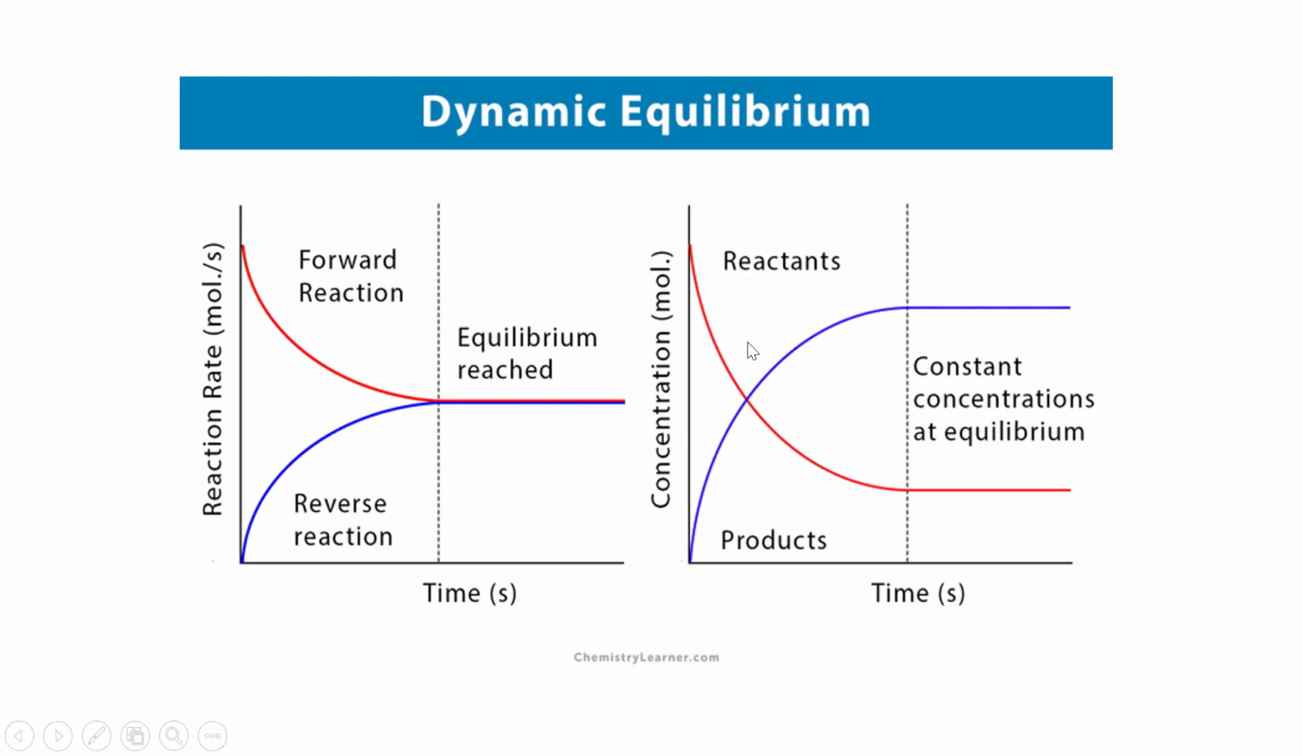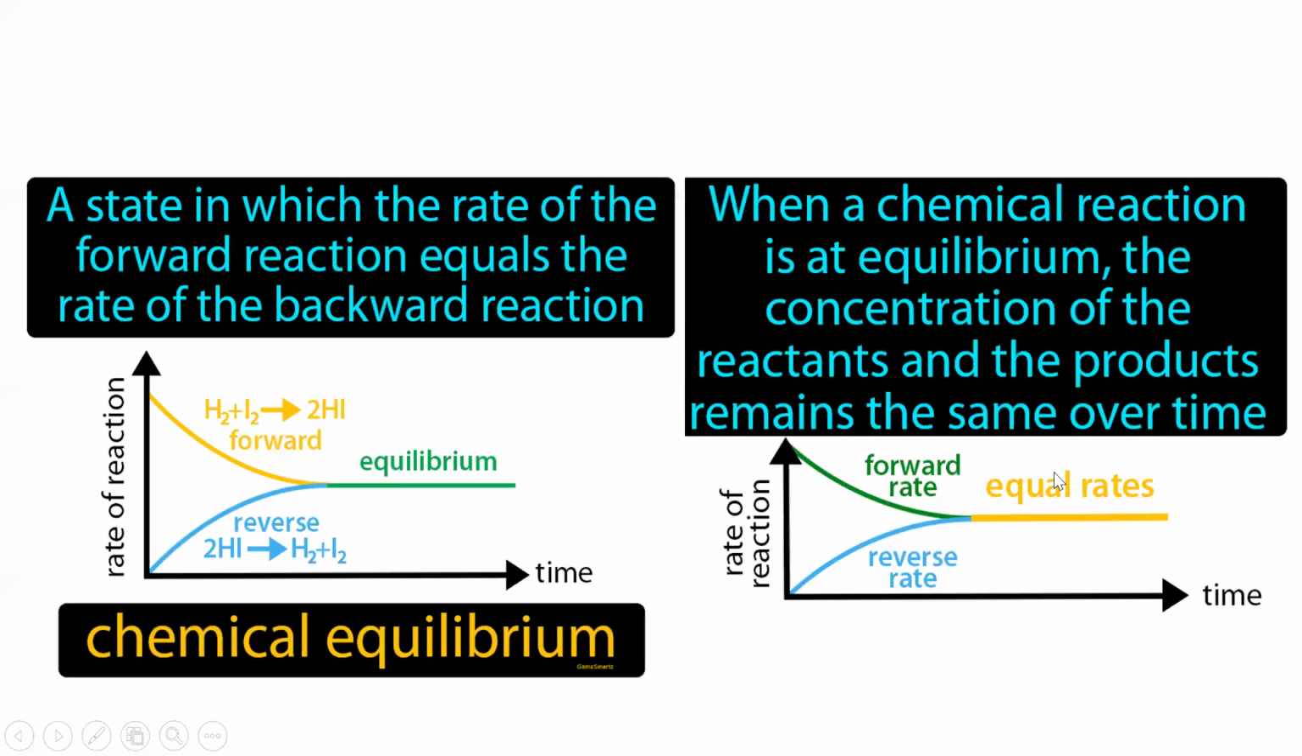The concentrations of the reactants and products during equilibrium become unchanged, constant. Mind you, they are not equal. They are simply constant. The amount of moles of the reactant during equilibrium will be constant. The amount of moles of the product during equilibrium, again, will be constant. So we define equilibrium as a state where the rate of the forward reaction equals the rate of the backward reaction, and the concentrations of the reactants and products remain unchanged during equilibrium.